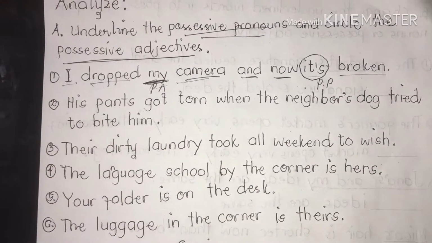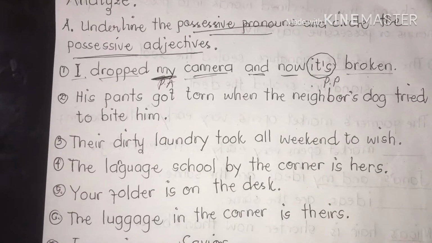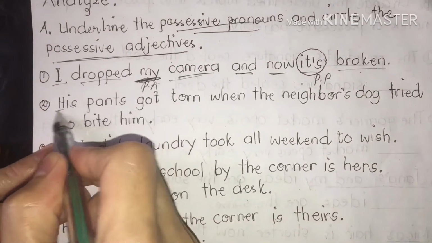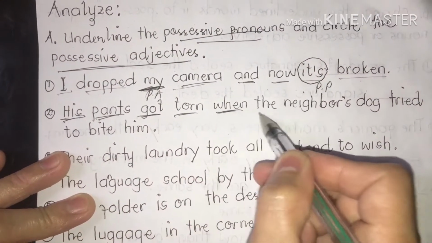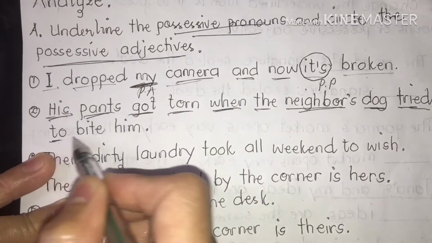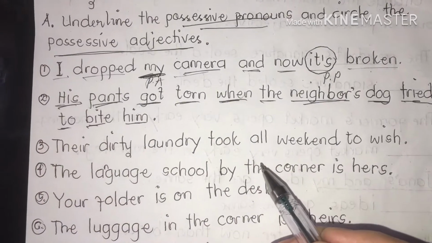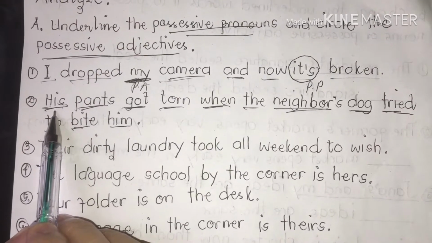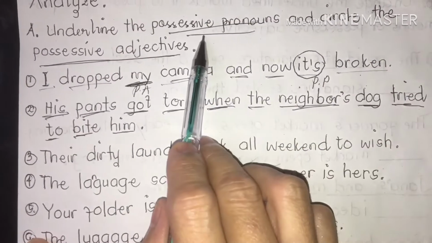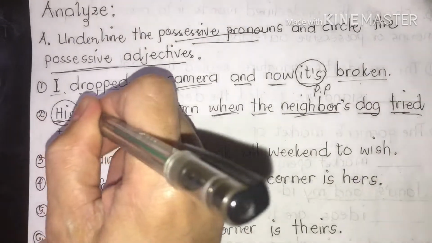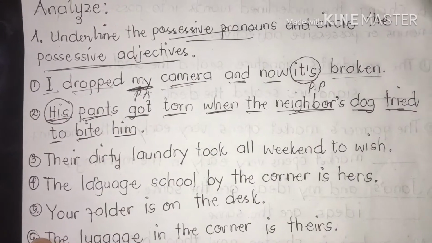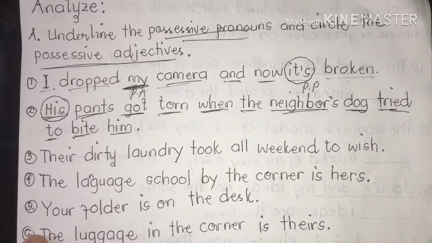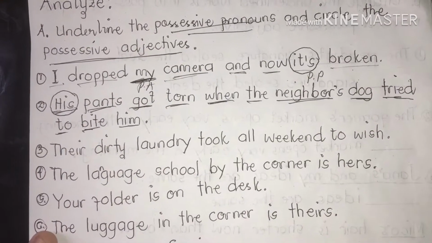Number 2. His pants got torn when the neighbor's dog tried to bite him. In our second sentence, we're going to underline, so that's clear for you viewers. We notice that the first word is his. This is third person singular, what we call a possessive pronoun. His, referring to a boy. His pants got torn when the neighbor's dog tried to bite him. Remember, boys wear pants as protection for them.